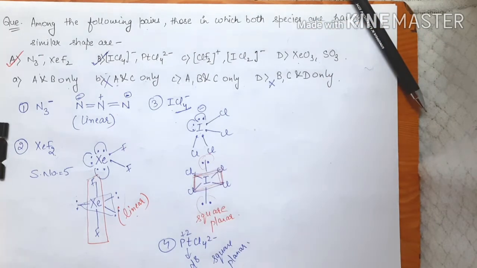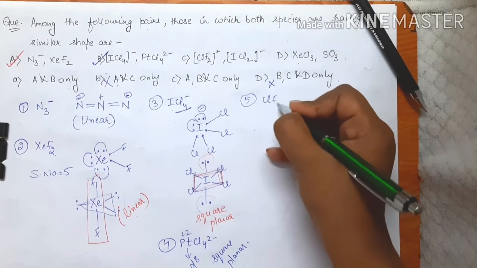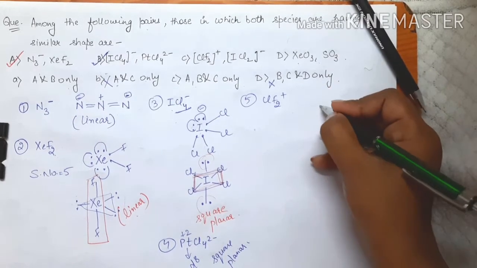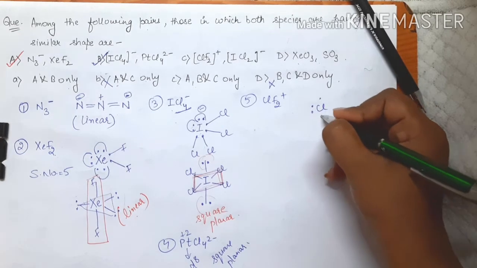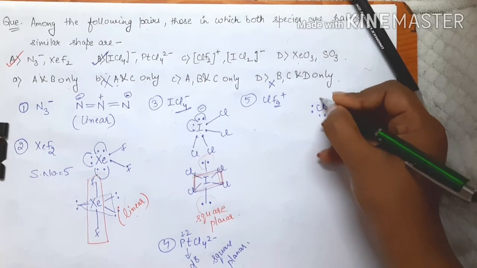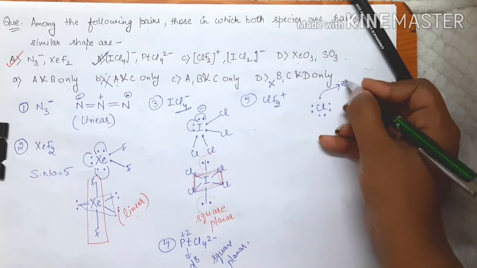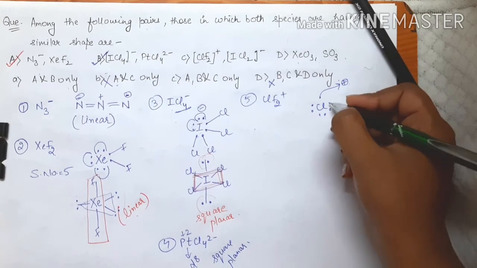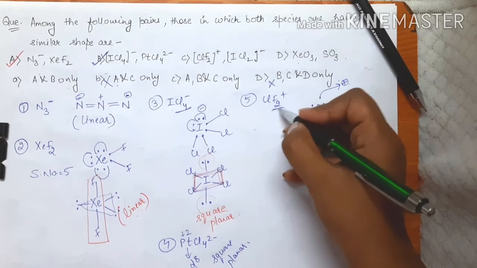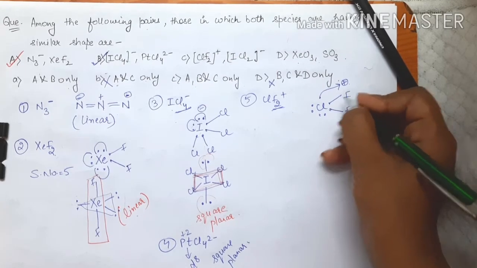So now moving on to the next molecule, which is ClF2 positive. Here chlorine will be the central atom having 7 electrons in the valence shell. Now because of the positive charge, 1 electron will be lost. Now it is having 6 electrons in the valence shell. Chlorine is attached to 2 fluorines, so 2 fluorines will be attached like this.